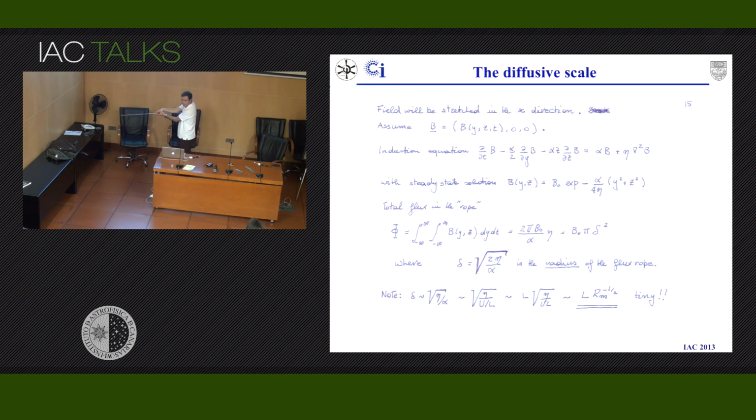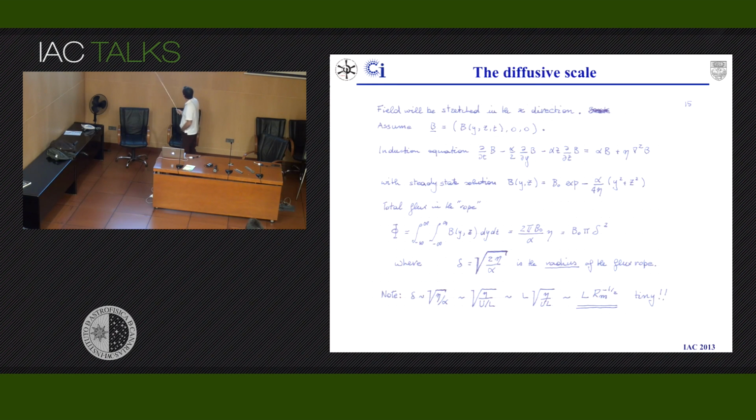Almost all of the flux is concentrated into the part of the Gaussian where there is the peak. It has this form: B0 pi times the square of a characteristic length, an area. And if you look at this characteristic length, it's just 2 eta over alpha.